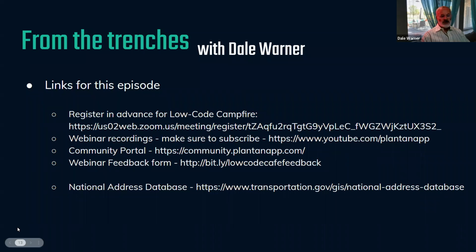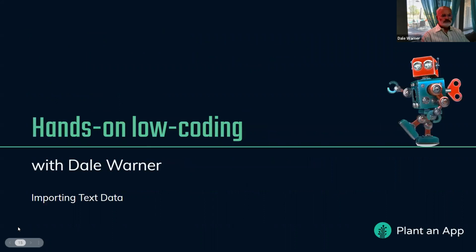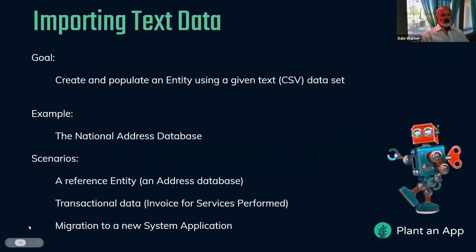Today, we're going to be talking about the National Address Database, so the link for that is on there as well. So without further ado, we'll move into our hands-on low coding segment and talk about importing some text data. Our goal today is to create and populate an entity in Plantain app that uses a given CSV data set. We'll do some manipulation with that, but the example database that I chose, one I discovered over the course of the last week, is the US National Address Database.